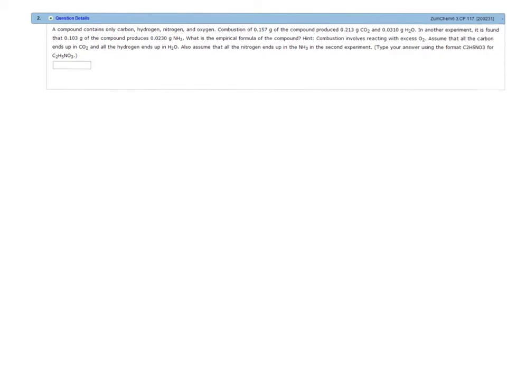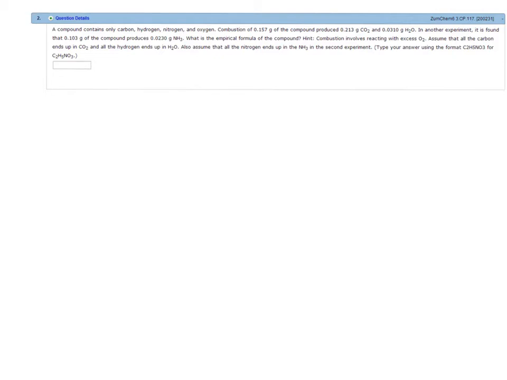Students, this is a fun problem. They're giving us some information about the elements in an unknown compound that contains carbon, hydrogen, nitrogen, and oxygen. And they're telling us about not one but two reactions it underwent and something about the mass of the products formed. In the first reaction, they say it's a normal combustion reaction, and so we can presume the normal combustion format. And then they give us the mass of CO2 and the mass of water.